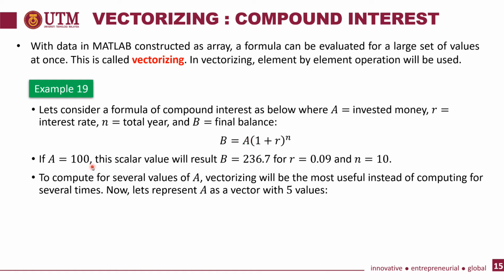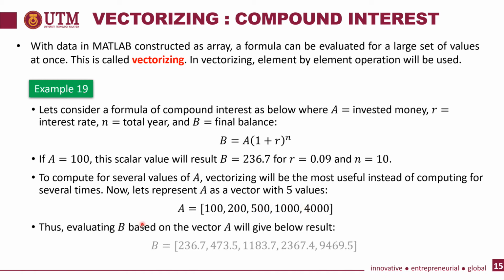So initially you only initialized A as a single value, but right now you are initializing A as 100, 200, 500, 1000, and 400, which is a 1 by 5 matrix. So right now you are vectorizing. You are doing the vectorizing operation, initializing the value of A as 100, 200, 500, 1000, and 400.